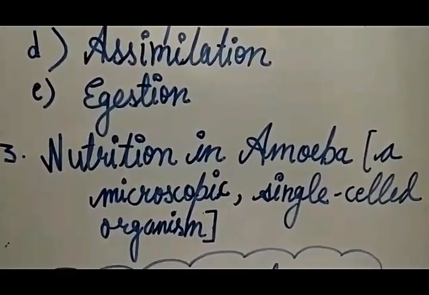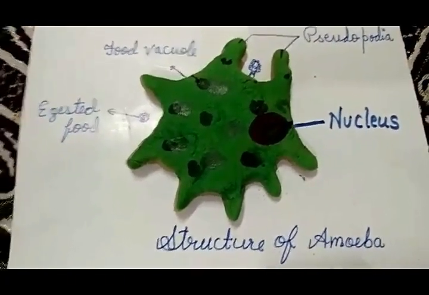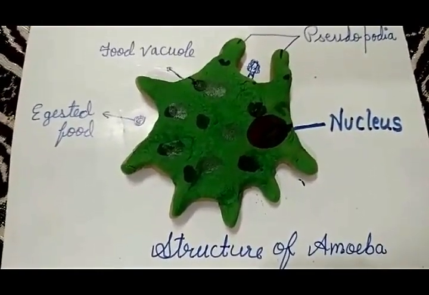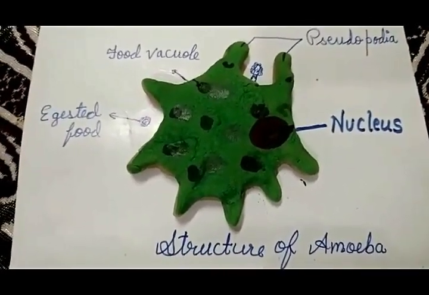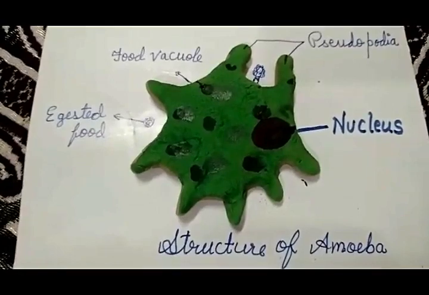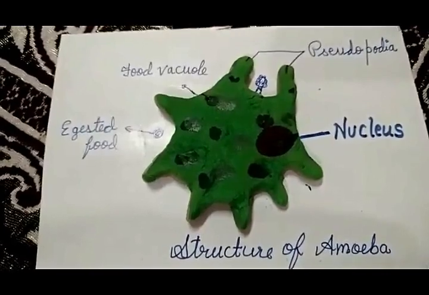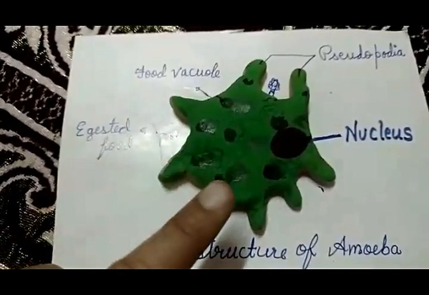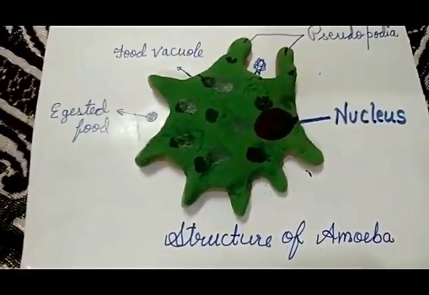Now we will discuss nutrition in amoeba. Children, amoeba is a microscopic organism which consists of only a single cell. It is found in pond water. We can say mostly in pond water. It is a simple organism having an irregular shape. You can see here, this is not a fixed shape. Amoeba can change shape, as you have already studied in grade 5 in movement in amoeba.